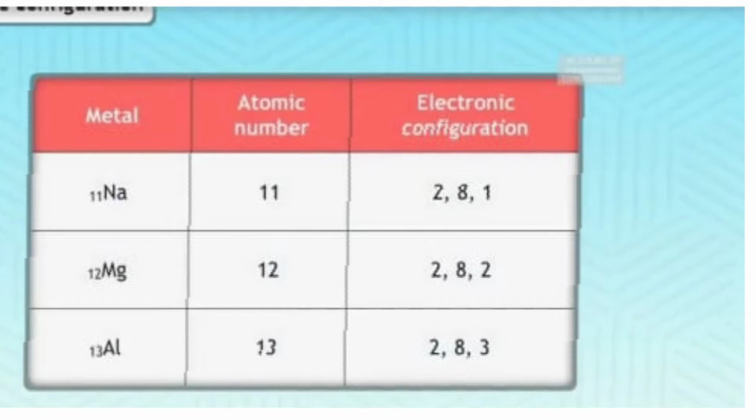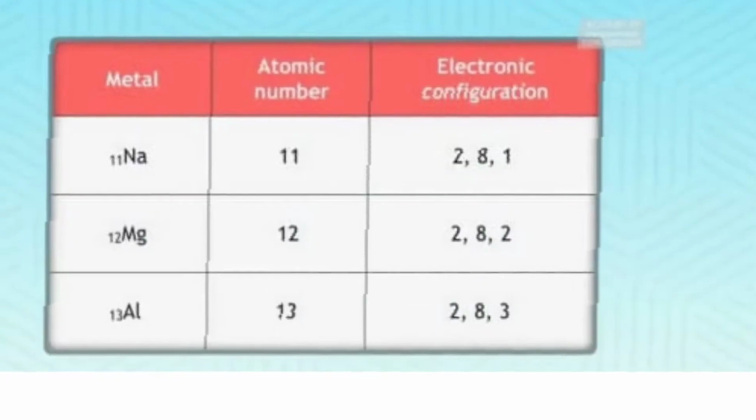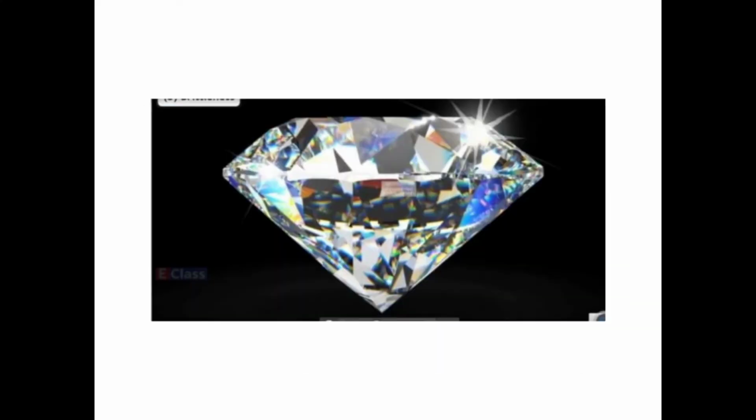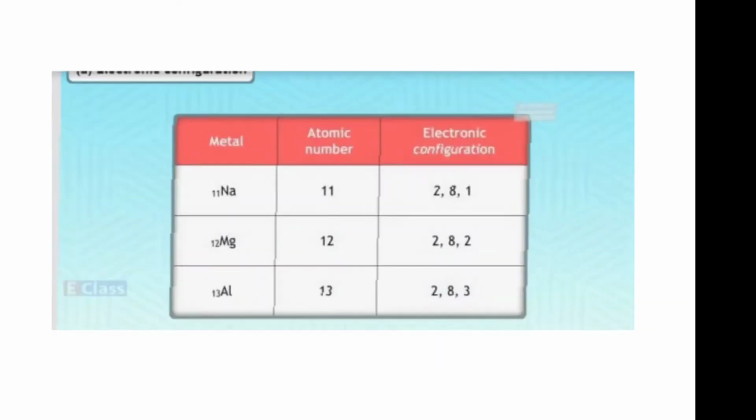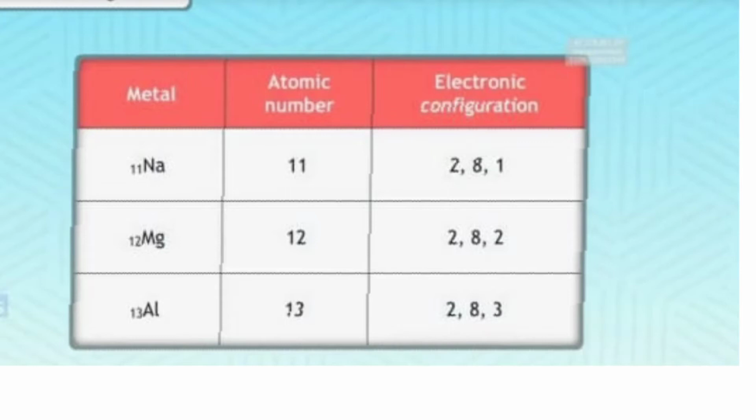That means if you see the electronic configuration, first the K shell has 2 electrons, then the second has 8, the third shell contains only 1 electron. Similarly, here magnesium is 2,8,2 and aluminum is 2,8,3. That means the first and the second orbit are completely filled and the third orbit has the free electrons. Right? Now, children, the last shell has free electrons.